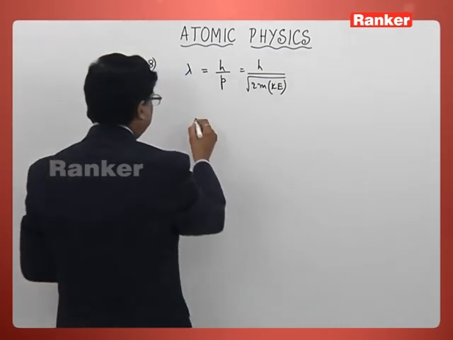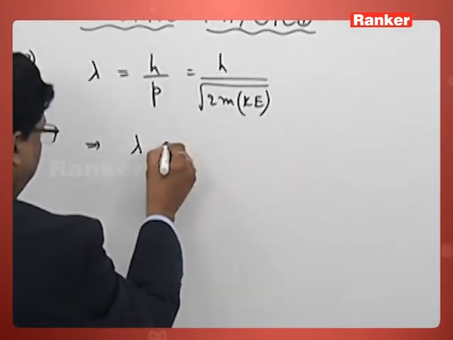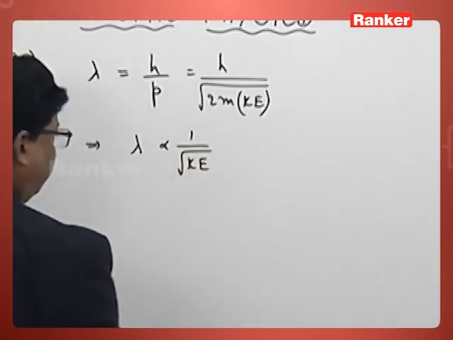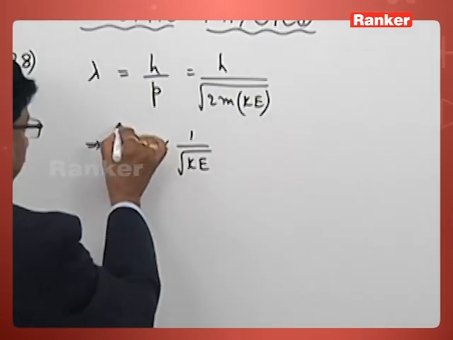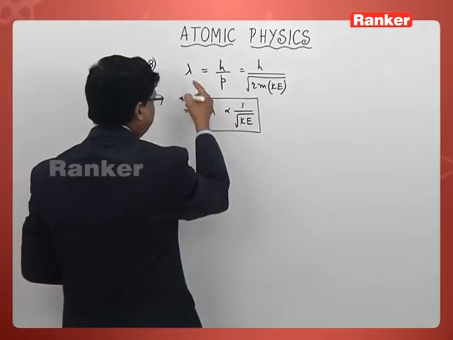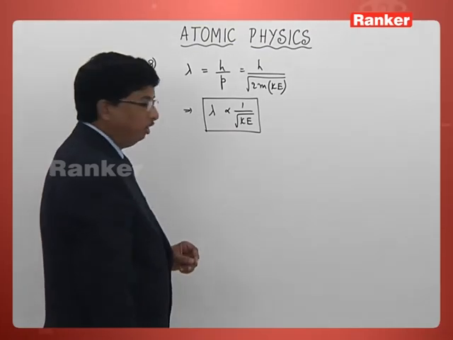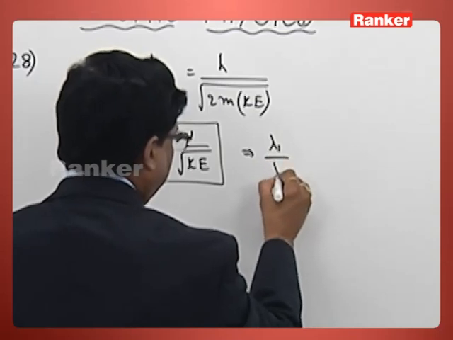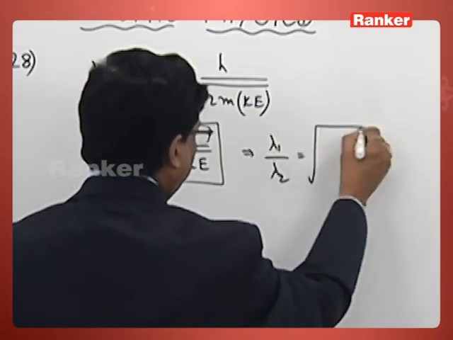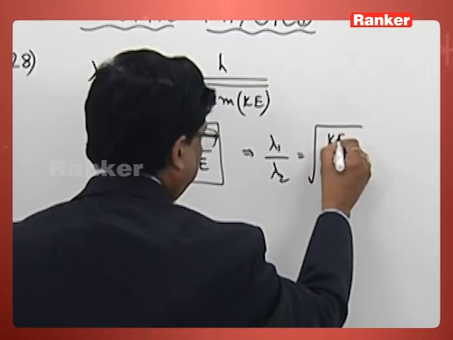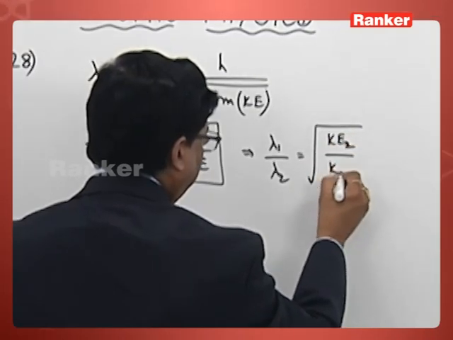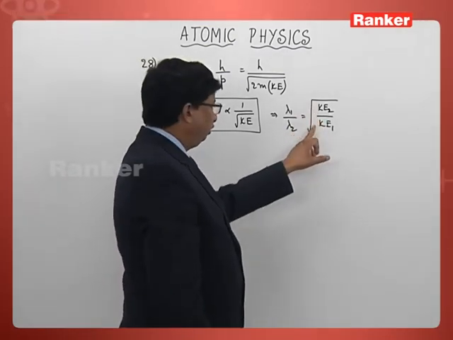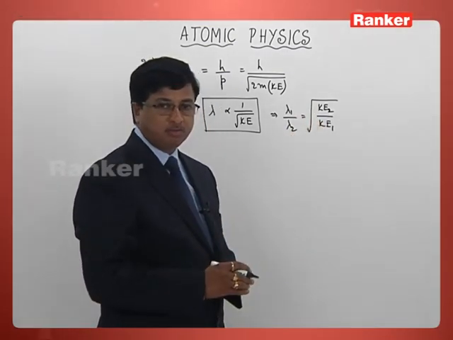So what can we predict from this equation, please? Lambda is inversely proportional to the square root of kinetic energy. This is the outcome of this equation. So what we can write now from this is lambda 1 by lambda 2 is equal to root under kinetic energy 2 by kinetic energy 1. That is, of course, the final kinetic energy, and this is the initial kinetic energy. Like that also we can write.